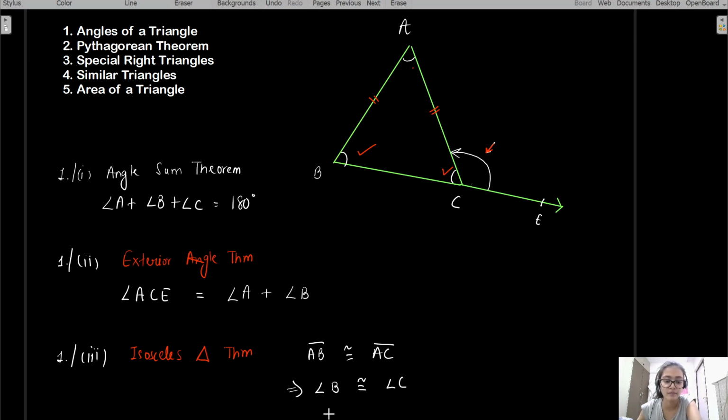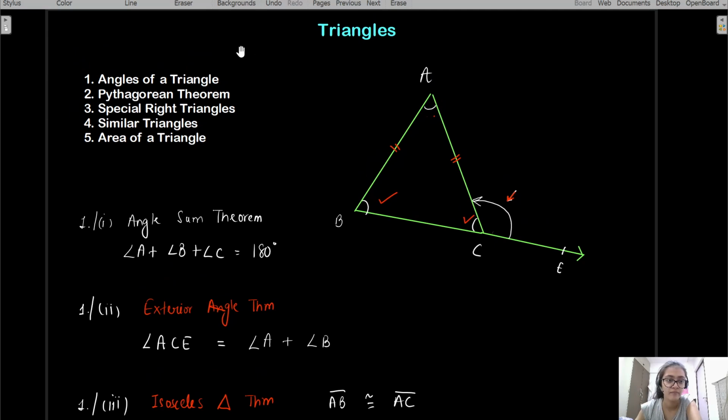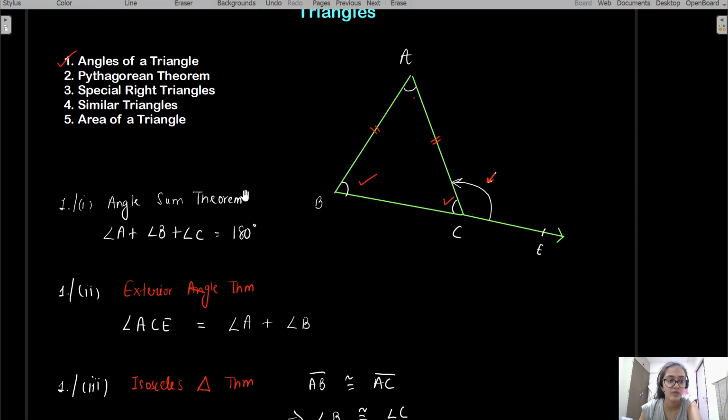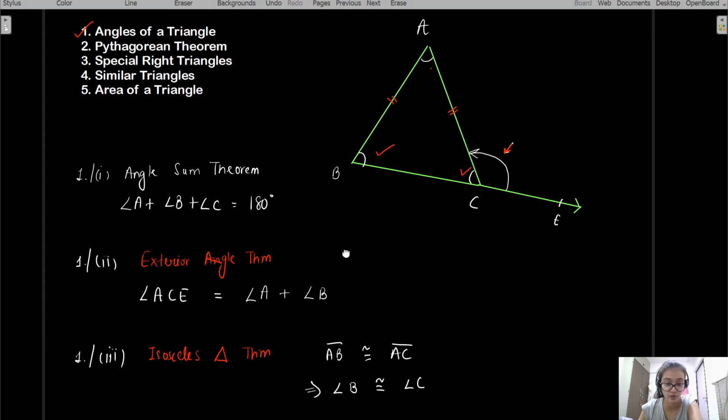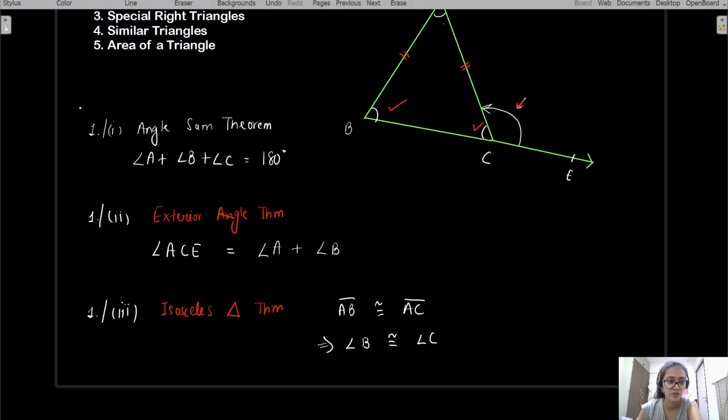Okay, so this completes your first concept, angles of a triangle. This is all you need to know about angles of a triangle. Next we have Pythagorean theorem.